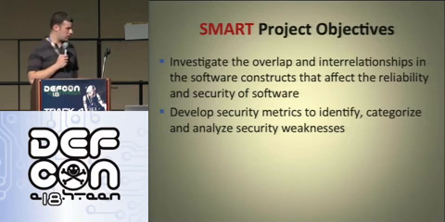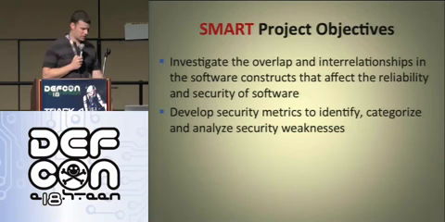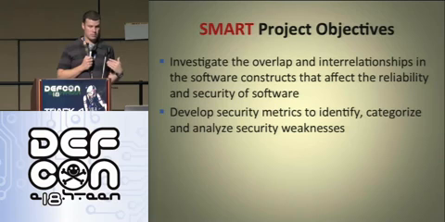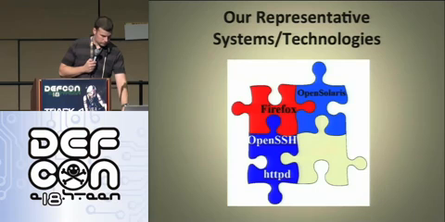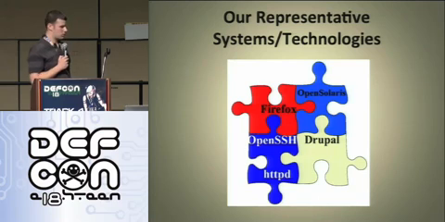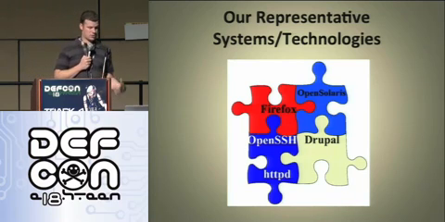So our project objectives: we wanted to investigate the overlap, like I was saying, see how much overlap there is, and see whether our system will actually find vulnerable pieces of code. Here are the systems that we did: Firefox, OpenSolaris, OpenSSH, and Drupal.